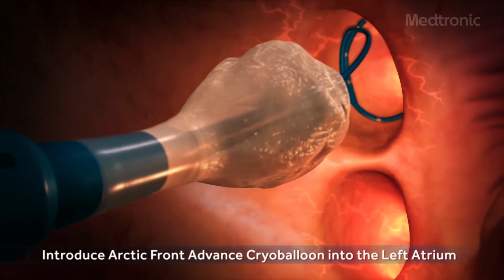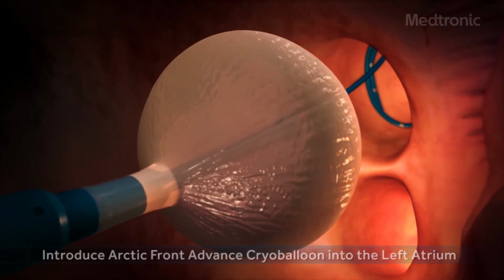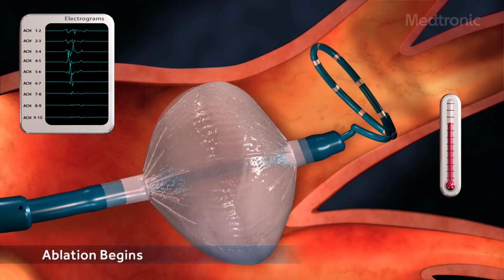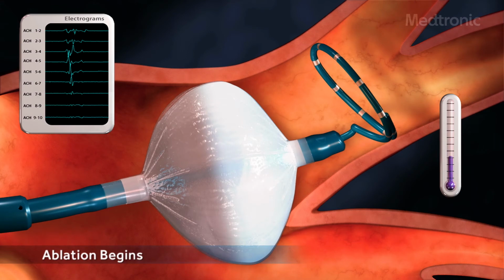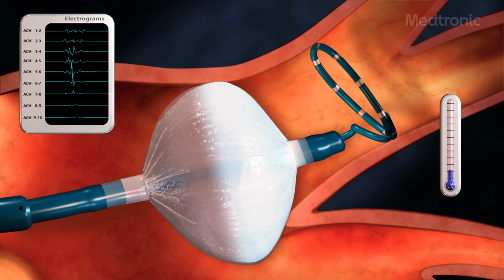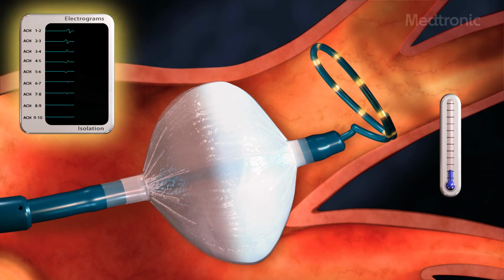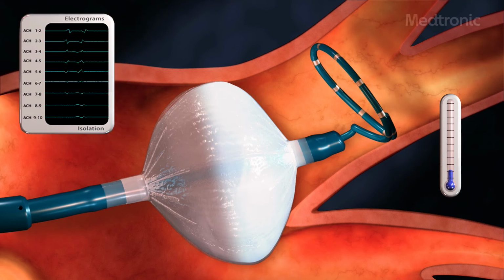We deliver the cryo energy with an actual balloon that's blown up in the top left chamber, and we basically place that balloon against the tissue that we're trying to ablate, and we start the freezing process. That essentially causes a scar to form, and that is what doesn't allow the electrical signals to conduct from those trigger areas into the heart.